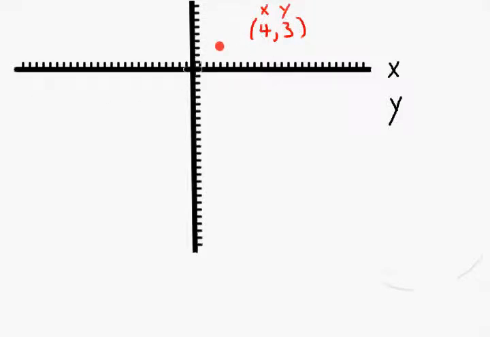Or I could take the point 1, 2, 3, 1, 2, 3, and this would be the point -3, -3. Since we're going to the left and down, we use negatives to represent it. And then these both are ordered pairs.